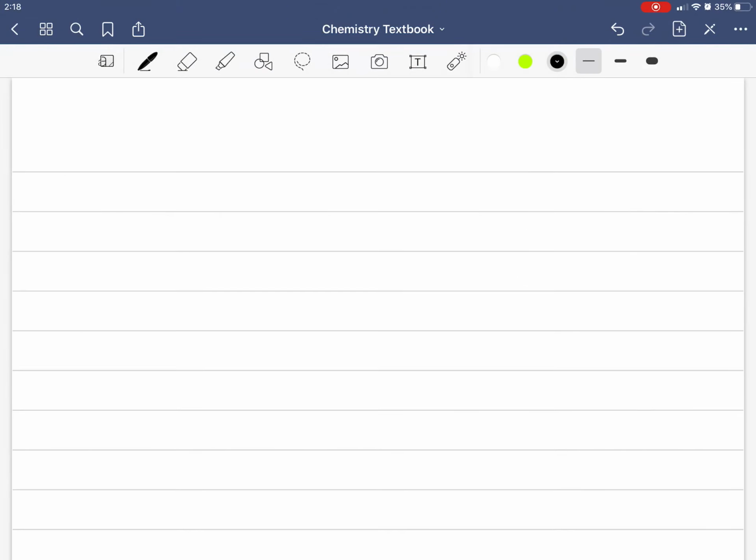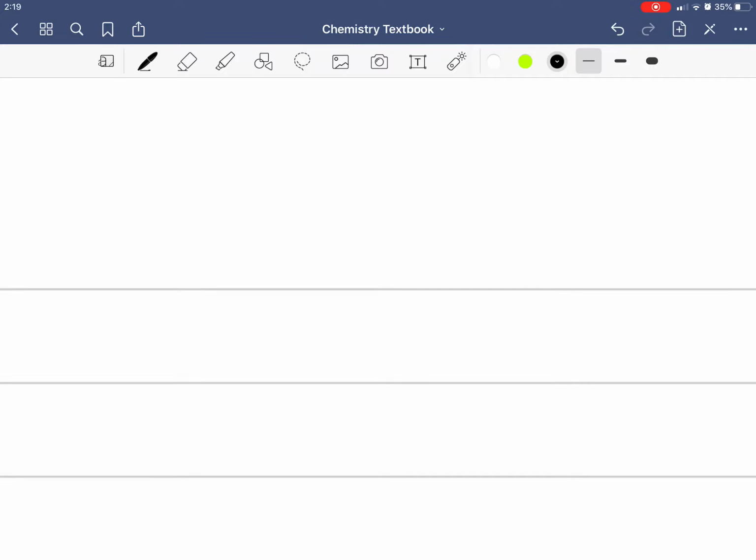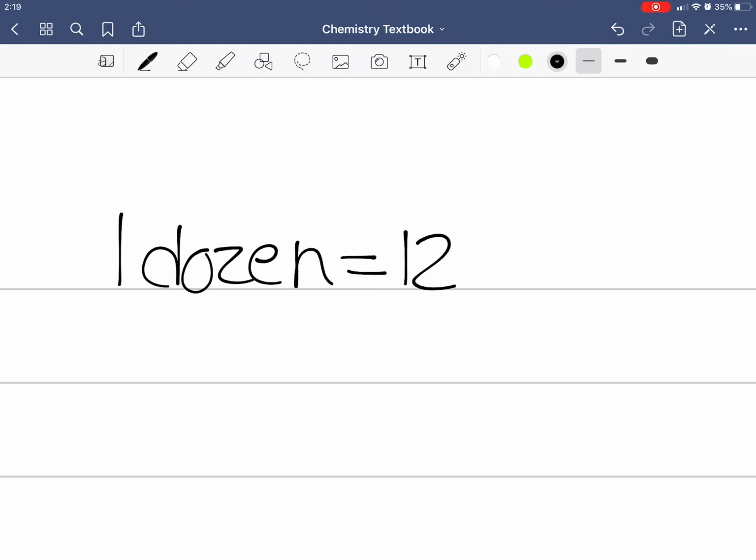Okay, so I'm going to be showing you how to convert between moles and particles, but first I'm going to show you with roses. So let's say you have 3.5 dozen roses and want to know how many roses you have. So you can use the relationship of 1 dozen equals 12 roses.